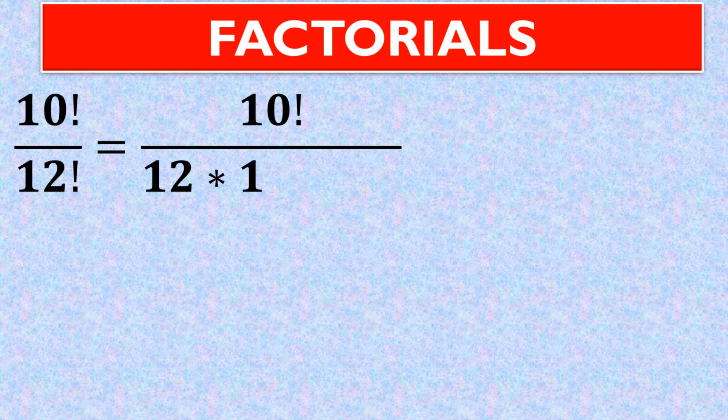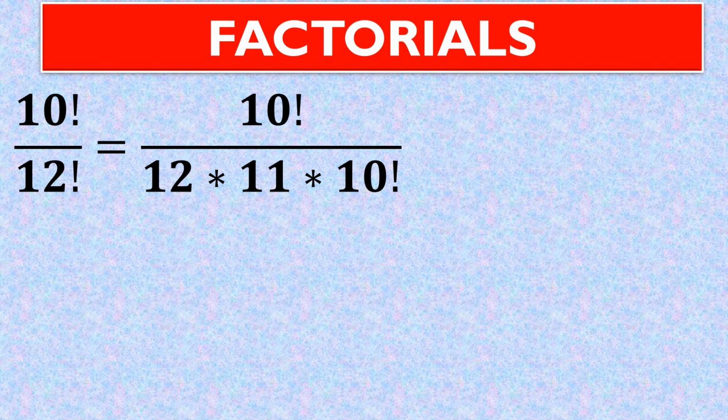So we will quickly look at another question, 10 factorial divided by 12 factorial. If we look at the top expression, you have 10 factorial, and then you divide it by 12 factorial. Remember that 12 factorial is the same as 12 times 11 times 10 factorial. That is 12 times 11 times 10 times 9 times 8 times 7 times 6 times 5 times 4 times 3 times 2 times 1.